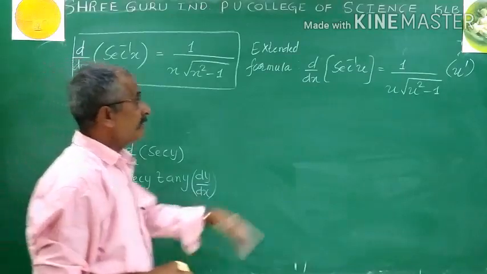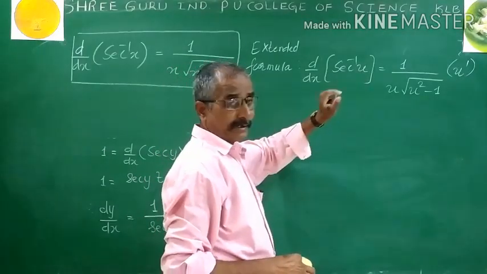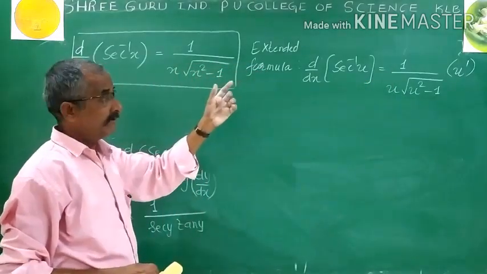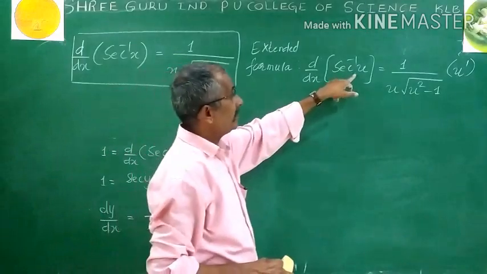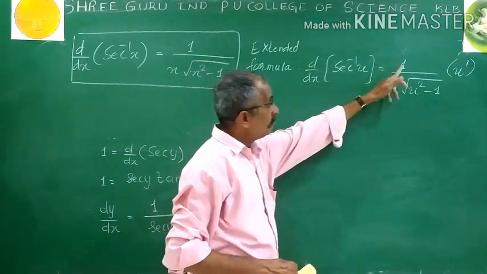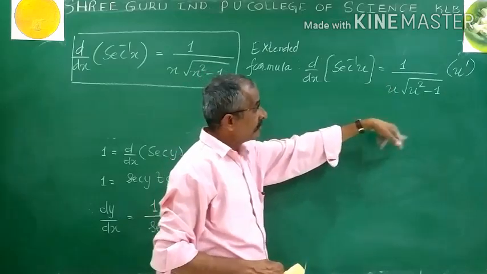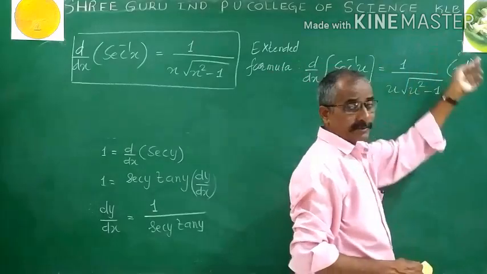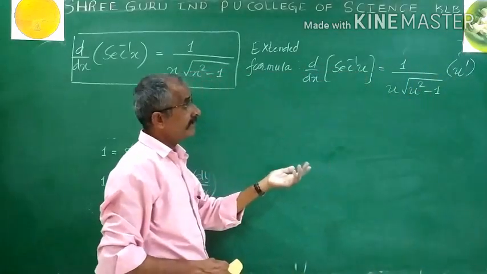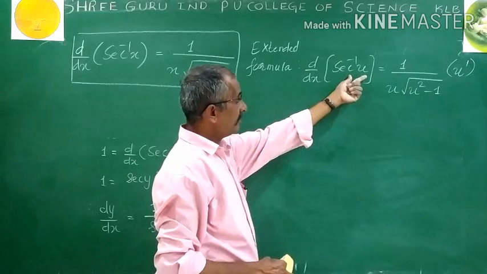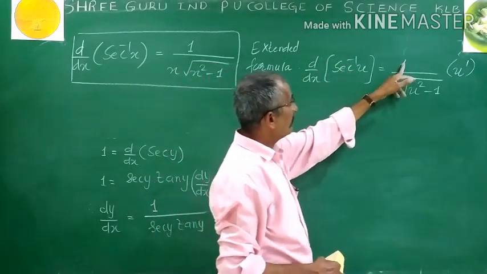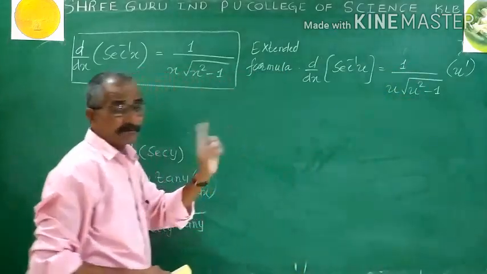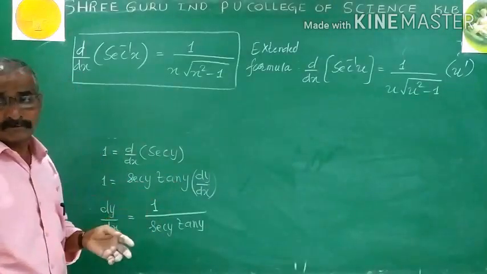In particular, if u were x, your answer will become 1 by x into root x square minus 1. In case u is x square, then the answer will become 1 by x square into root of x square whole square minus 1, into differentiation of x square, which is 2x. Again, if u is say cot x, then the answer will become 1 by cot x into root of cot square x minus 1, into differentiation of cot x, which is minus cosec square x.